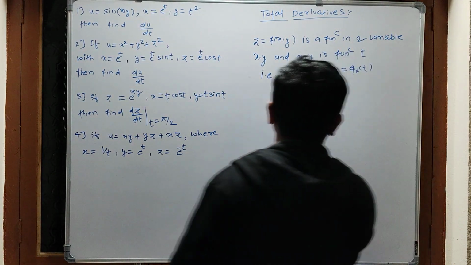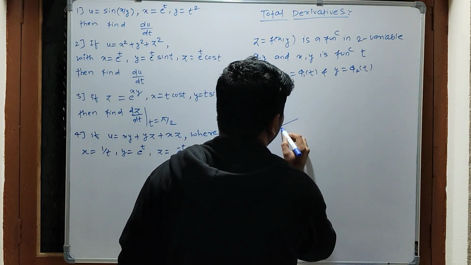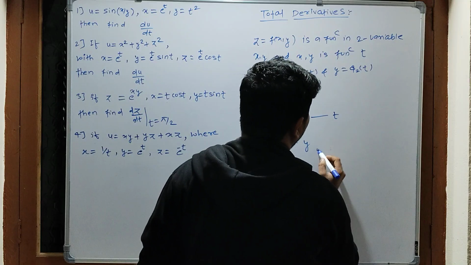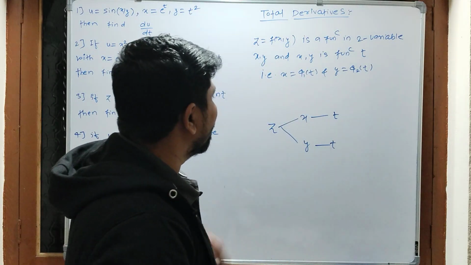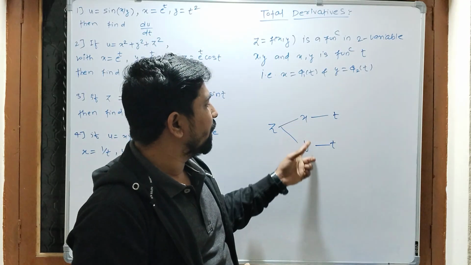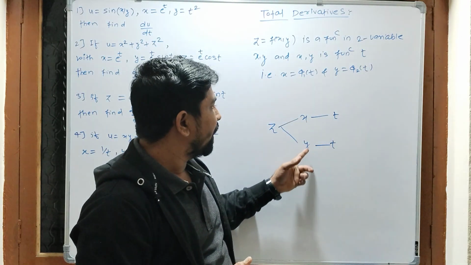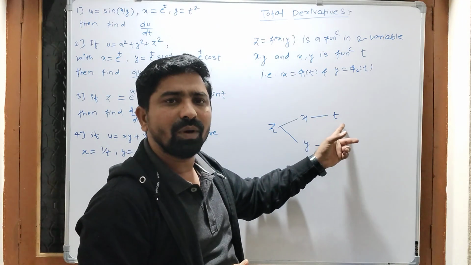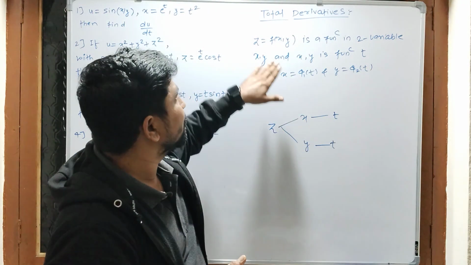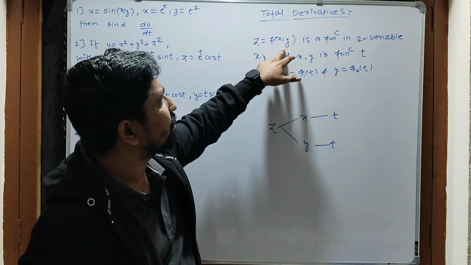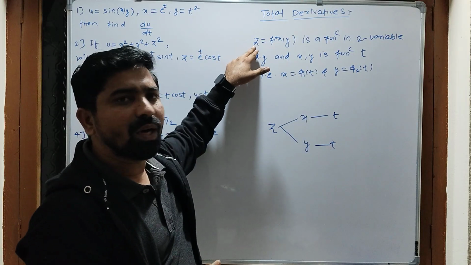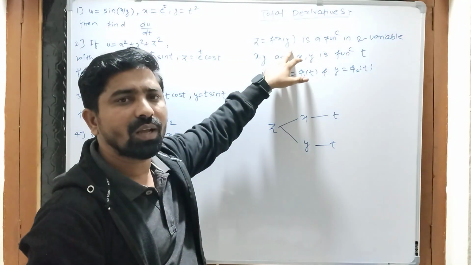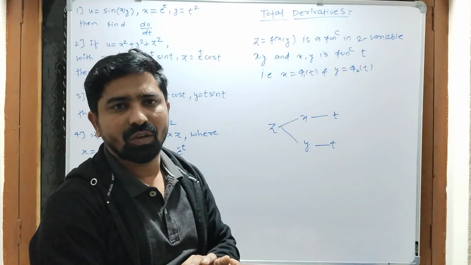Just observe one thing: z is the function of two variables x and y, and x is the function of t, and y is the function of t. So z depends on two independent variables x and y, and x is again a function of t. So x depends on a single independent variable t. With respect to this function z equals f of x comma y, z is my dependent variable, which depends on these two independent variables x comma y, which work as an input for this function f.